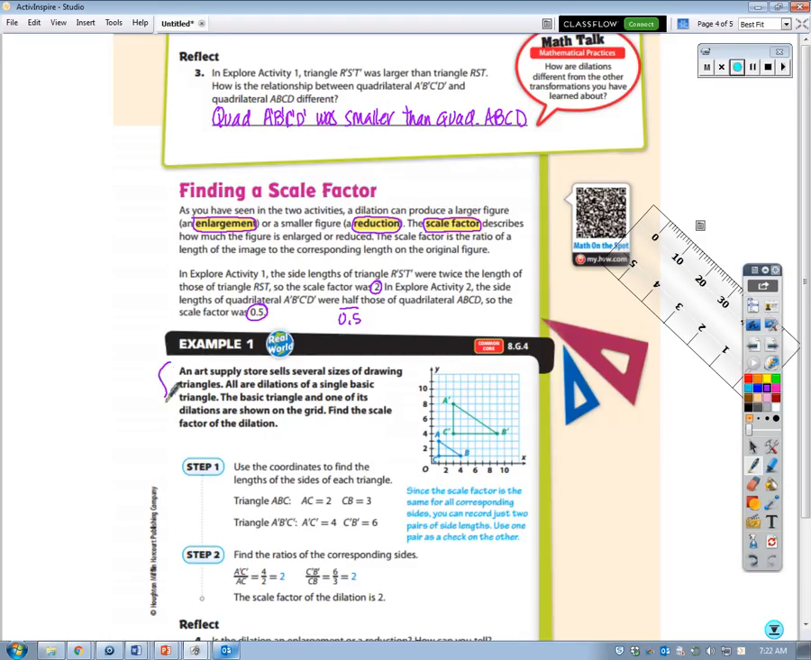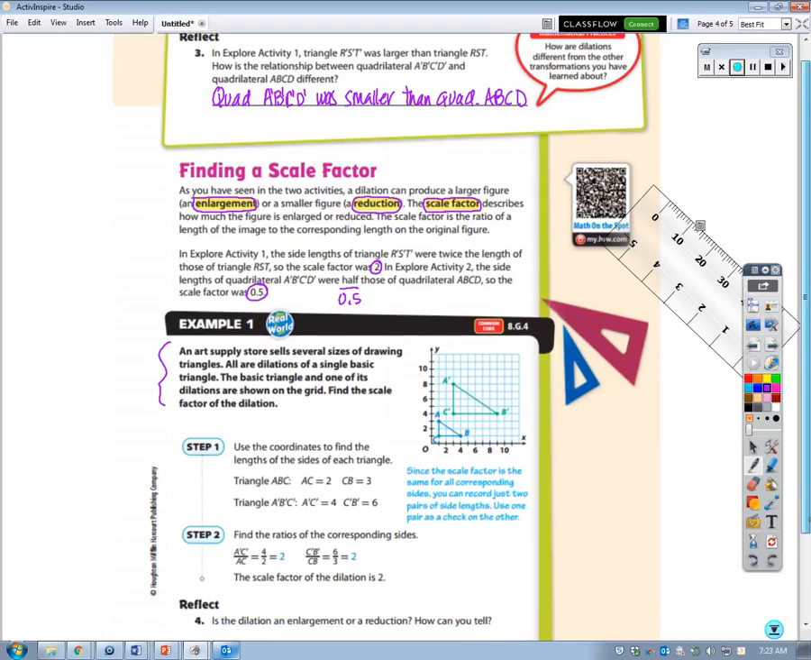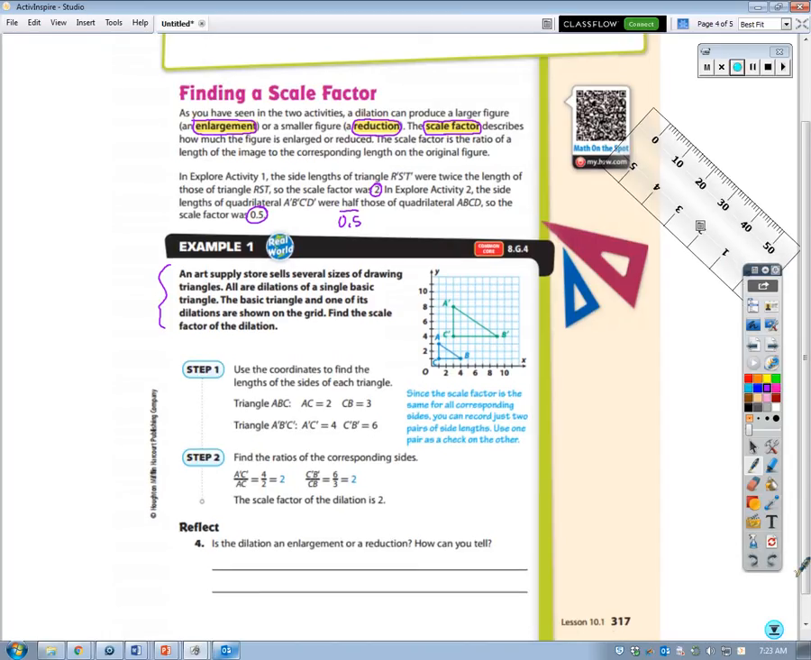So our last thing here is our example that's going to walk us through finding our scale factor. An art supply store sells several sizes of drawing triangles. That's like these right here. All are dilations of a single basic triangle. The basic triangle and one of its dilations are shown on the grid. Find the scale factor of the dilation.